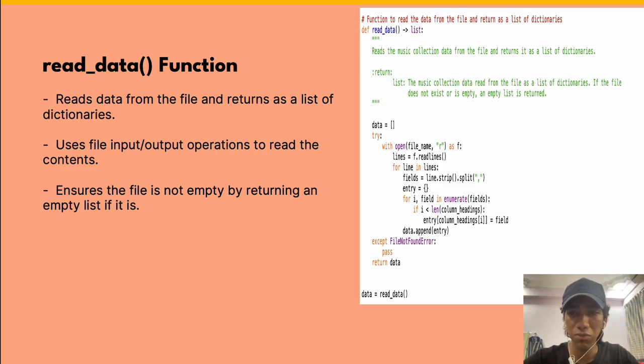The function defines an empty dictionary called entry to store the song information. It loops through the fields and adds them to the entry dictionary with the corresponding column heading as the key. The function appends the entry dictionary to the data list. If the file does not exist or is empty, the function returns an empty list. The function returns the data list.